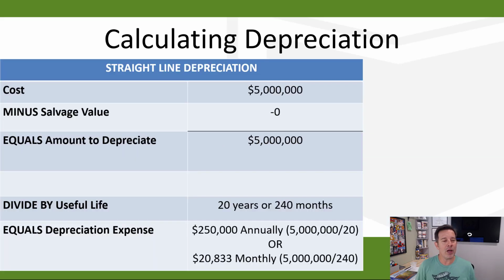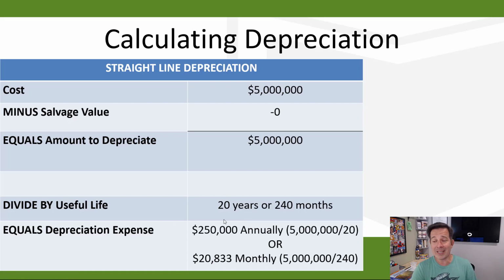So here we go. $5 million, no salvage value to back out. Our depreciable cost is $5 million. If we divide that by 20 years, we get $250,000 of depreciation annually. If I divide it by 240 months, which is 12 times 20 years, I get $20,833 a month. That's how we calculate it.